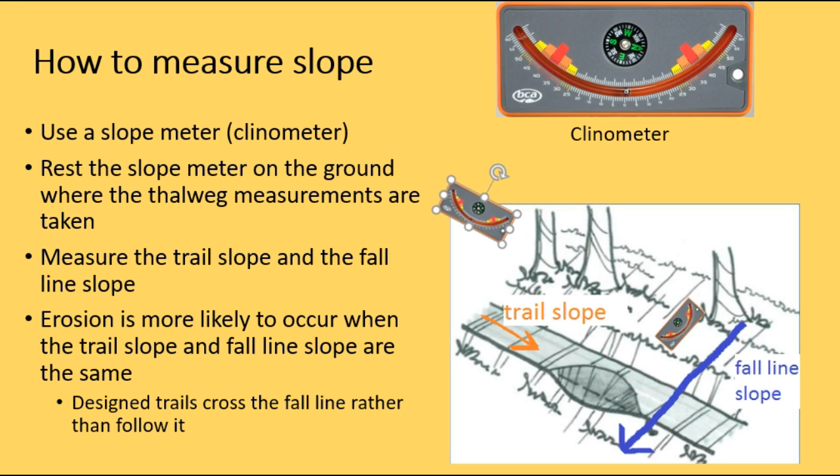Okay. Then we also want to consider the fall line slope. A well-designed trail goes across the fall line like this one, rather than follows the fall line. The fall line is basically the easiest path for water to take. We will want to have an idea of how our trail measures up compared to this fall line slope. So take a measurement of this fall line slope, and then we'll add that to our aspect measurement, and it will tell us whether or not the trail and the fall line are one and the same.